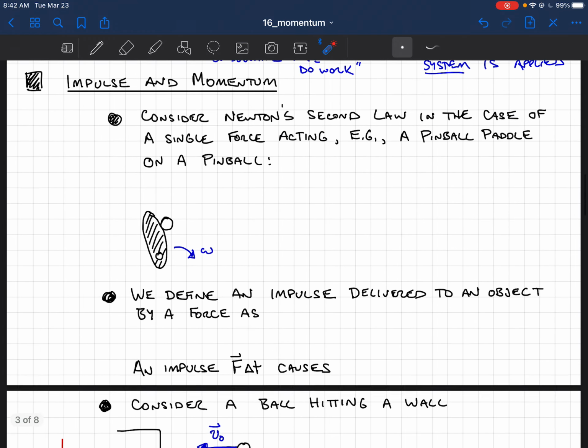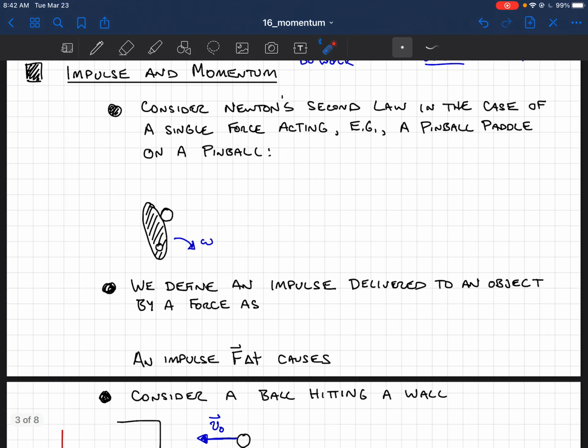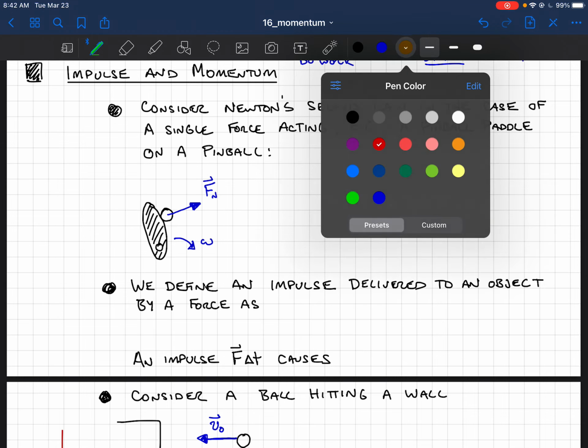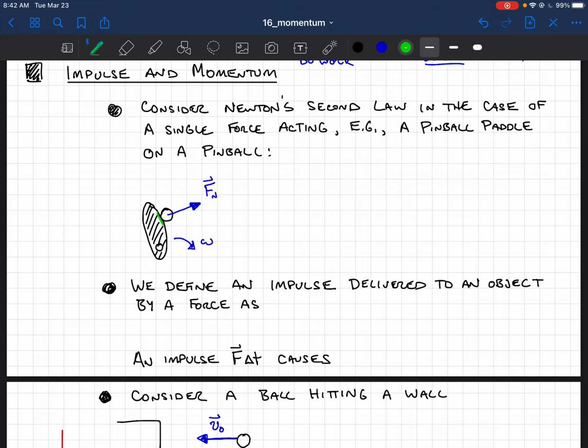Okay, so now we can talk about the definition of these quantities. And we'll start with Newton's second law. Let's take the example of a pinball in a pinball machine, like at an arcade. I've only drawn the pinball paddle, the thing that you hit with a little button, and a little silver pinball. So what's happening when the paddle hits the ball? Well, the paddle exerts a force on the ball, and that's going to be a normal force, perpendicular to the surface of contact. So there's some surface of contact there.